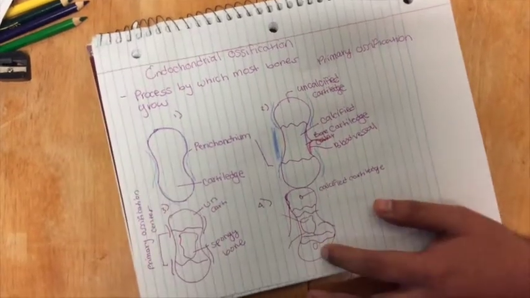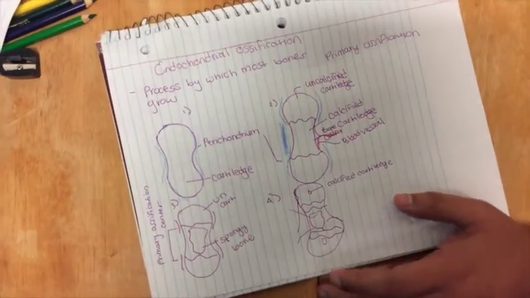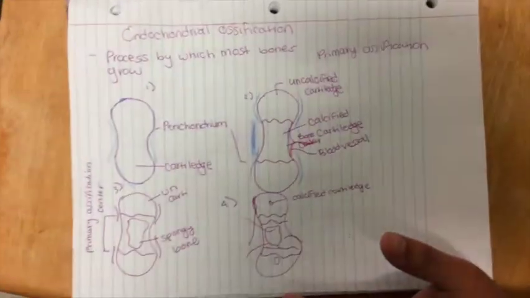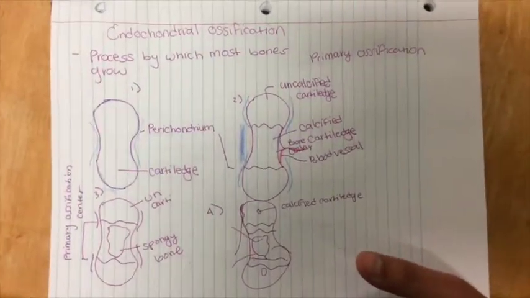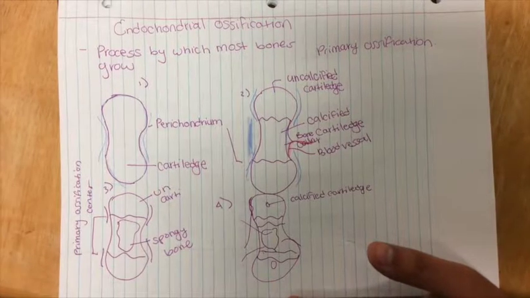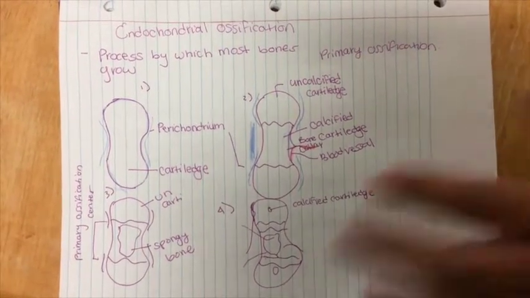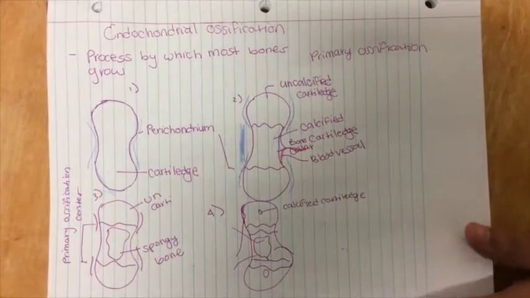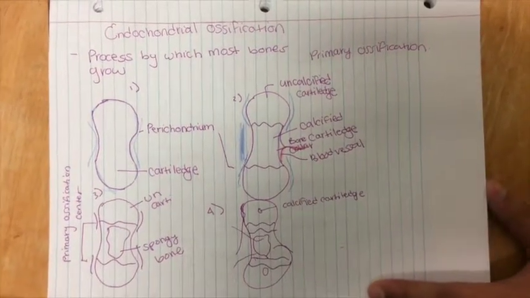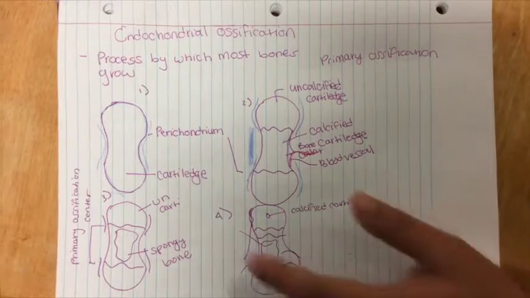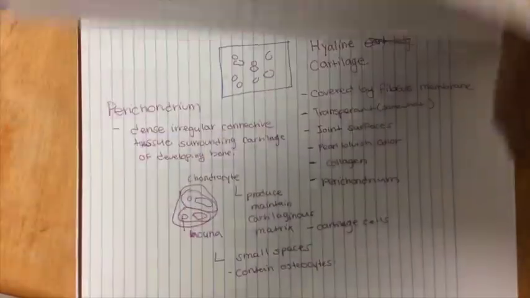And then in the fourth stage, the bone collar formation, the cartilage calcification, and the spongy bone production will continue. So the calcified cartilage will continue to form the epiphysis, which will be the end parts of the bone, and then a medullary cavity will begin to form inside the center of the diaphysis.